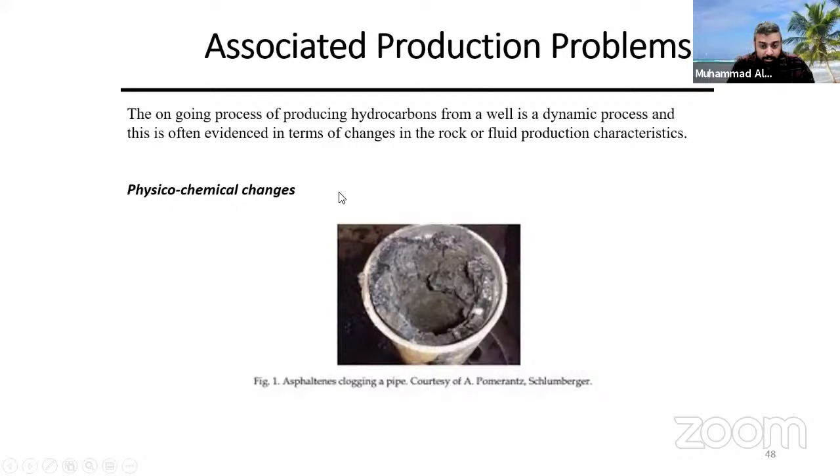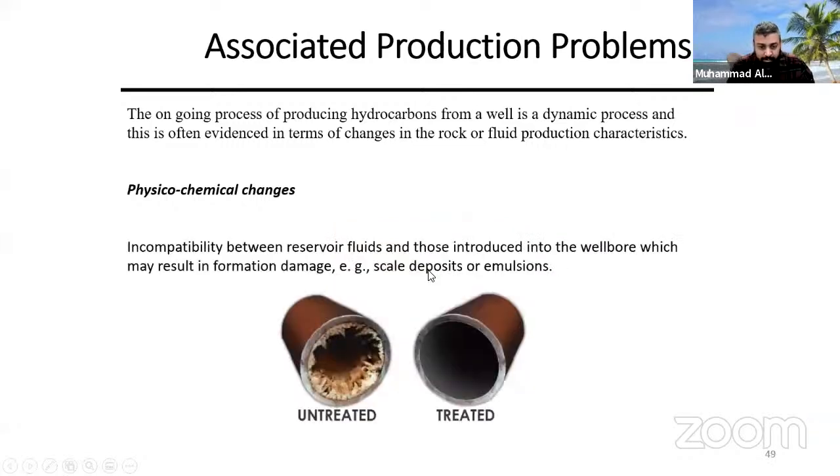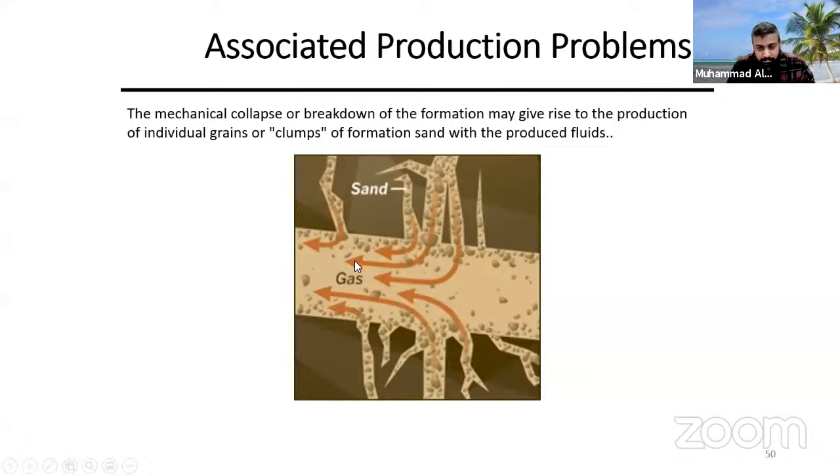Okay, then as a production engineer, you definitely look into the problems that we might face during production. It's not really a smooth journey. We might have a problem of asphaltene. Asphaltene is a solid particle that can block the pipelines and tubings. You might have some other wax problems, which can cause formation damage as well as pipeline damage.